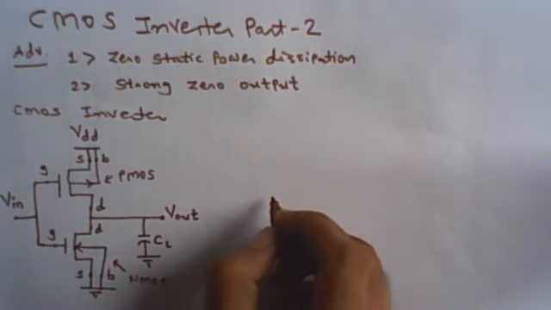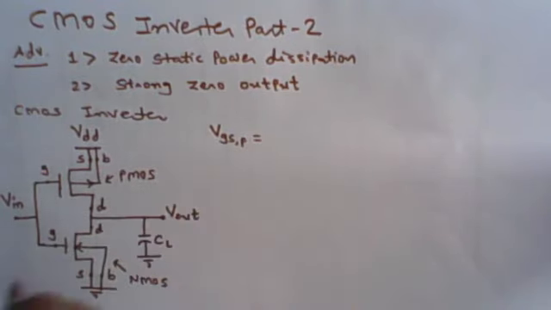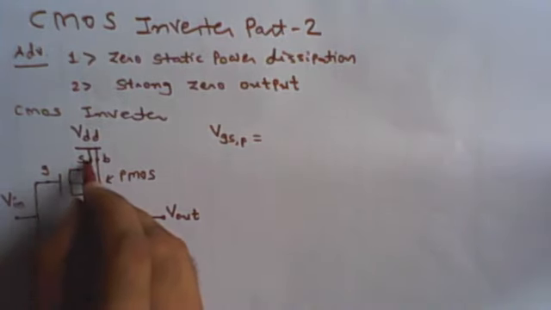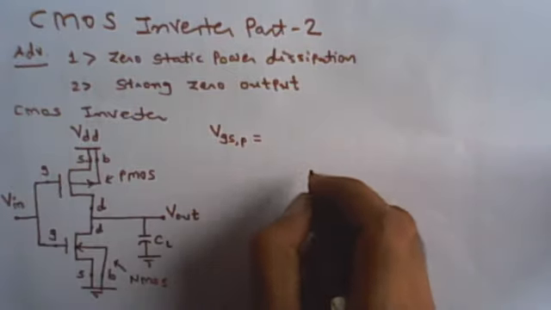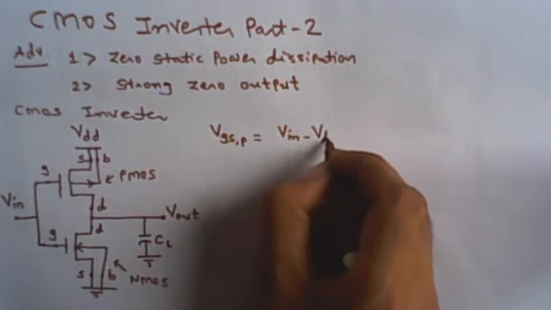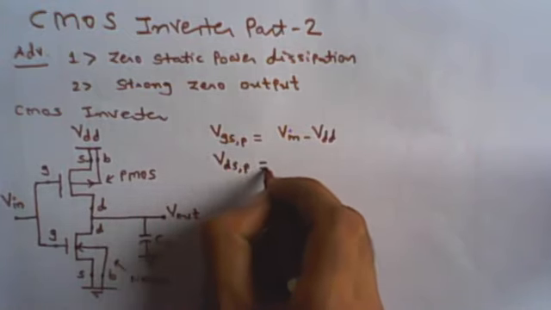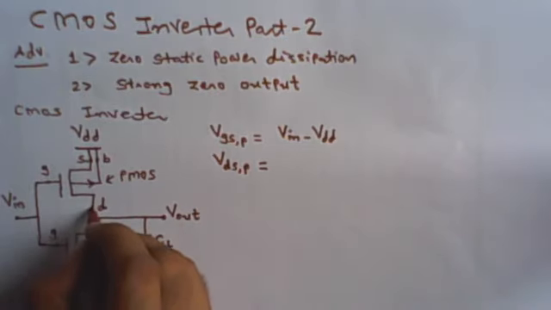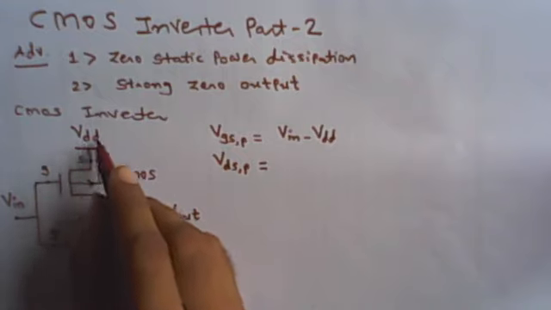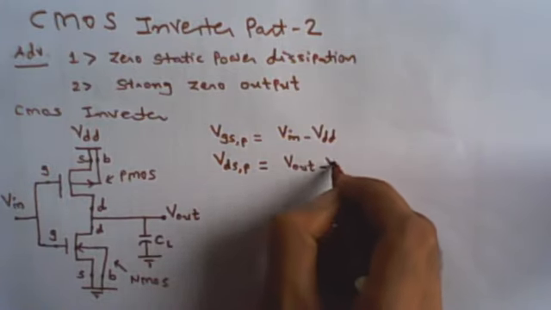Now here we can see the gate to source voltage for the pMOS is equal to the gate of the pMOS, connected at input, and the source of the pMOSFET connected at VDD. So the gate to source voltage of the pMOSFET is V in minus VDD. Similarly, the drain to source voltage of the pMOSFET is V out minus VDD, since the drain is connected at V out and the source at VDD.